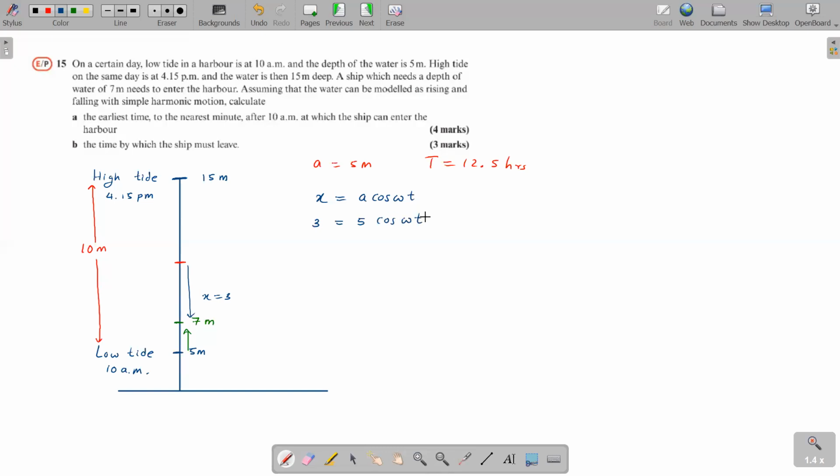And what about the omega value? So omega needs to be found. We know the periodic time. T equals 2 pi over omega. T is 12.5, equals 2 pi over omega. So omega equals 2 pi over 12.5. So can I know the value? 2 pi over 12.5 is 4 pi over 25. Agreed?